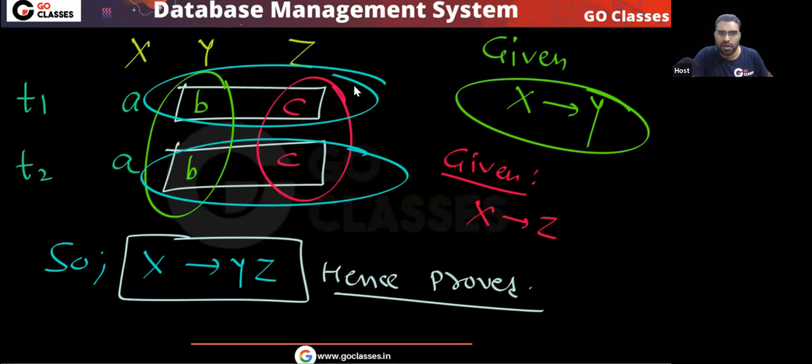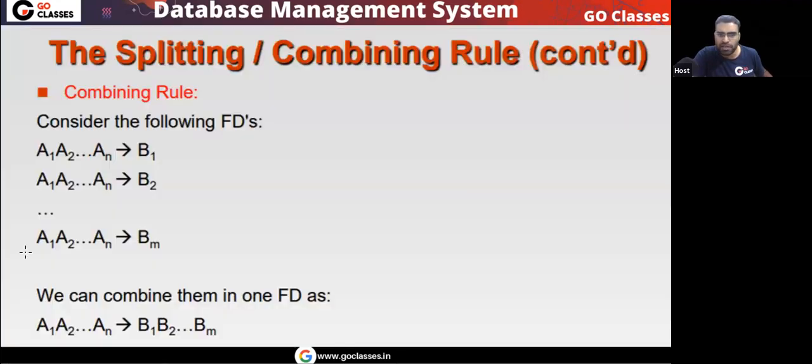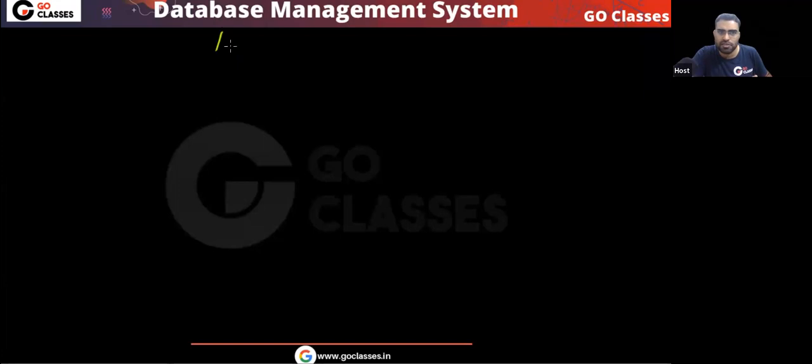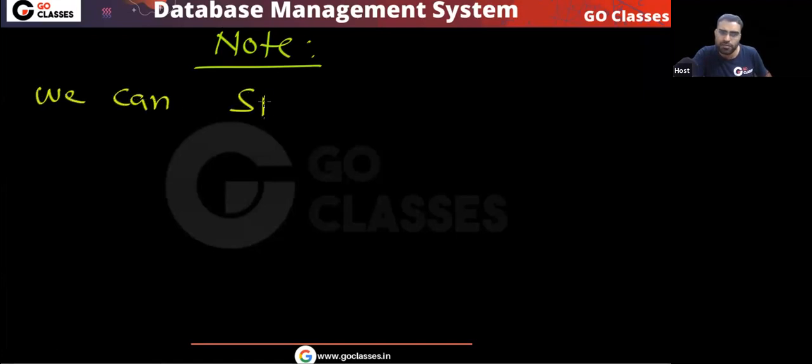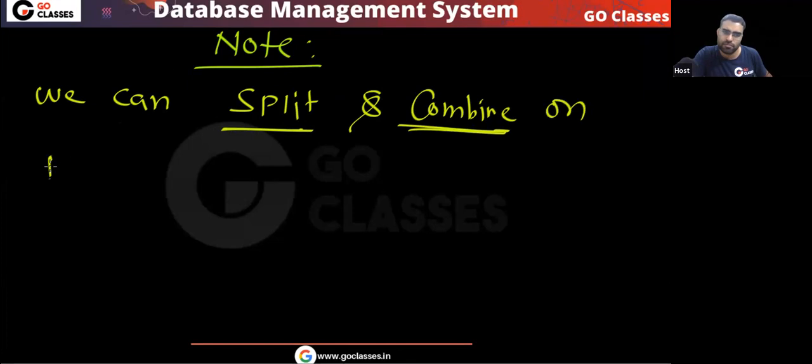Very simple. I hope you are enjoying these proofs. These are very simple proofs. Just use the definition of functional dependency, nothing else. So you can split on the RHS and you can combine on the RHS. This is an important note: on the RHS, we can split as well as combine. Is this clear?